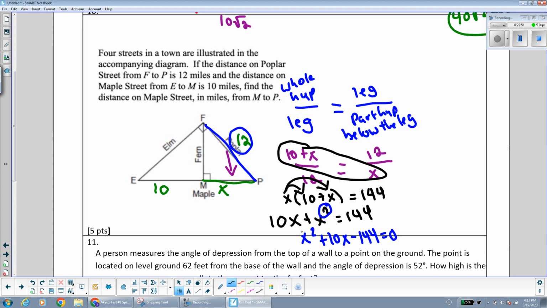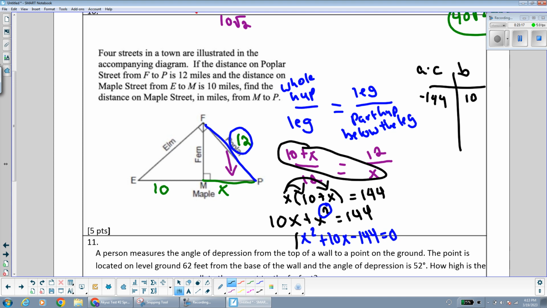So I'm looking for my factors of negative 144. So here's my A times C, B chart. So A, C, and B. 1 times negative 144 is negative 144. So I'm looking for factors of negative 144 that add up to give me 10.